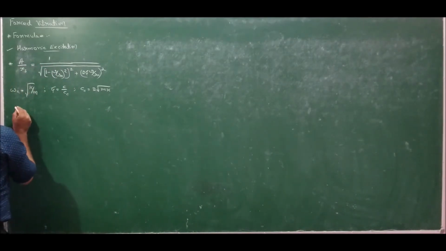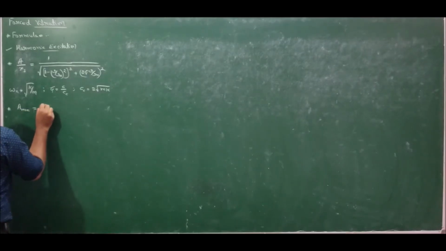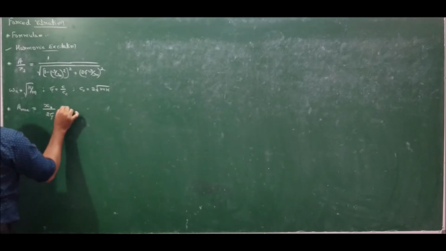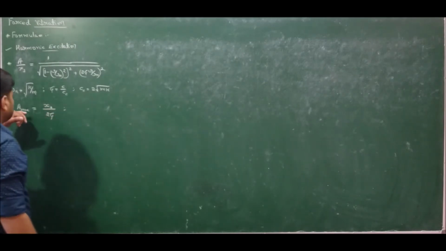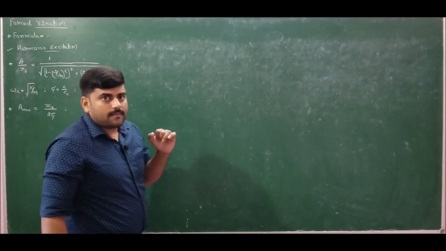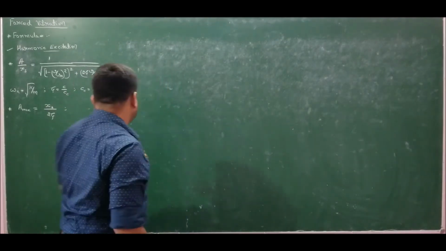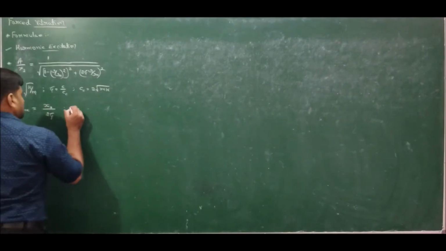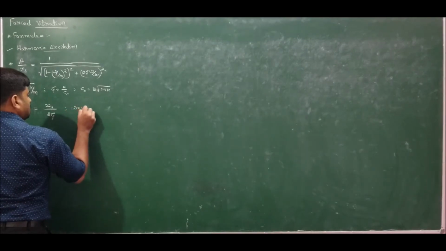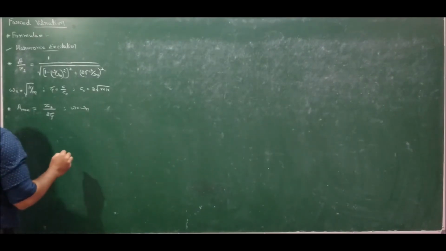Next, apart from this, we have derived expressions for resonant amplitude. Under harmonic excitation, the resonant amplitude, that is A max, is equal to XS by 2 zeta, correct? At resonance the amplitude of vibration is maximum. For this to be satisfied, omega must be equal to omega n. This you people already know.